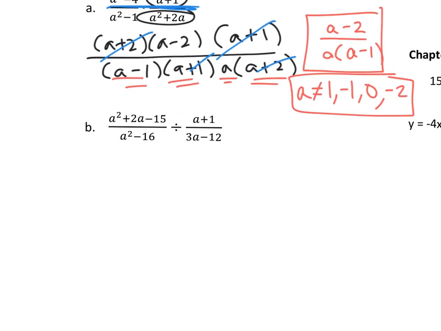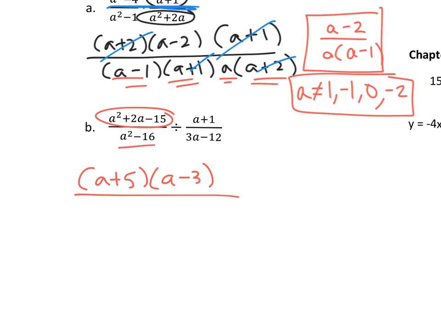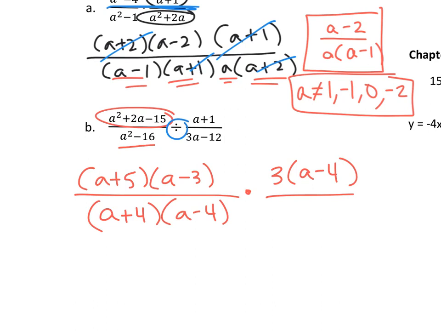And then letter B is a division, so I'm going to just factor out. This will be a plus 5, a minus 3 over, this will factor out to be a plus 4, a minus 4, and then a division symbol. When you divide fractions, you flip and multiply, so this will be 3 times a minus 4 will go on the numerator, and then a plus 1 will go on the denominator.